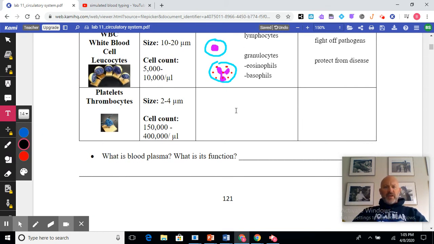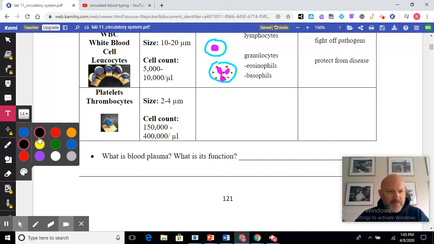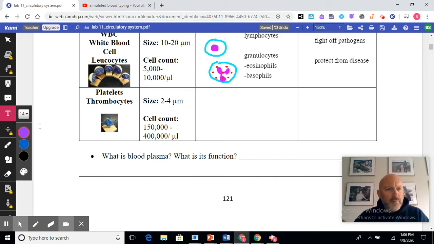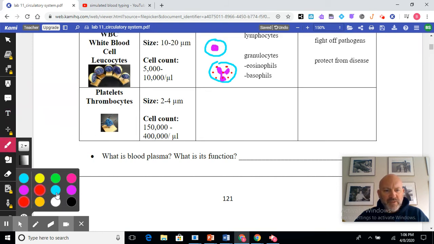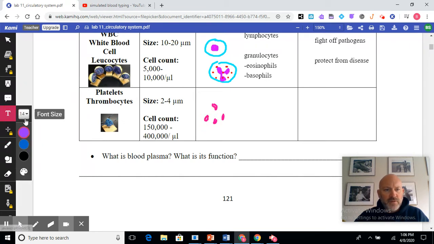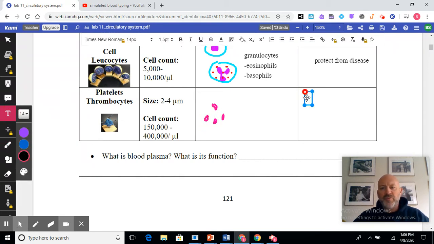And then, of course, we have platelets. Well, platelets, if we draw them, we could try to draw these guys. We're not really drawing cells, though. We're drawing fragments of cells, right? Let's pick a different color. So they're more like little pieces of what used to be cells. And of course, these are going to be producing blood clots, right?